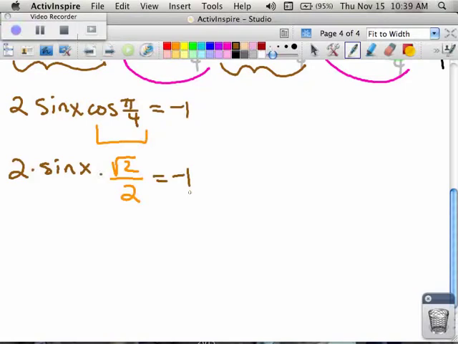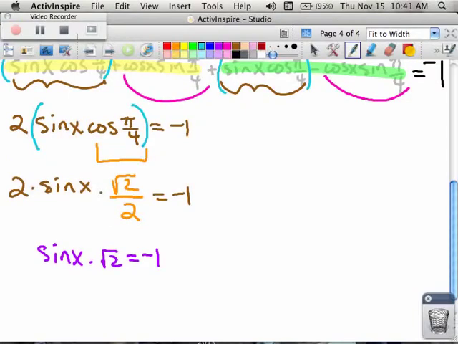What I notice in this next part is that I'm multiplying by 2 and I'm also dividing by 2. So really what's going on is that I have the sine of x times the square root of 2 equals negative 1. I should now divide both sides by the square root of 2. So now I have the sine of x equals negative 1 over the square root of 2.